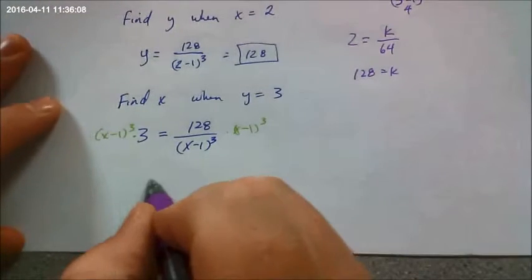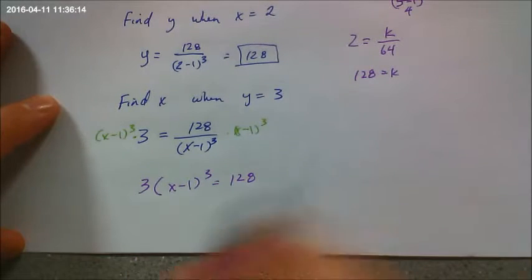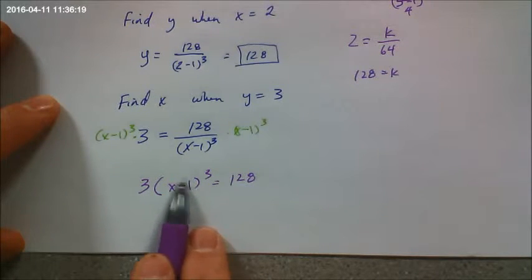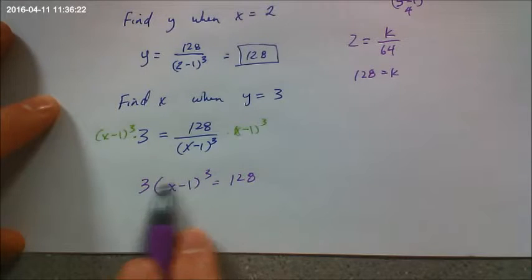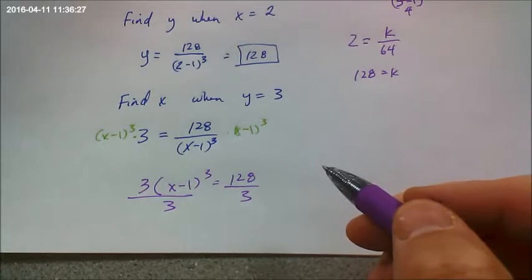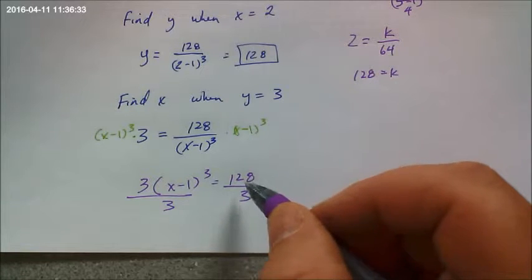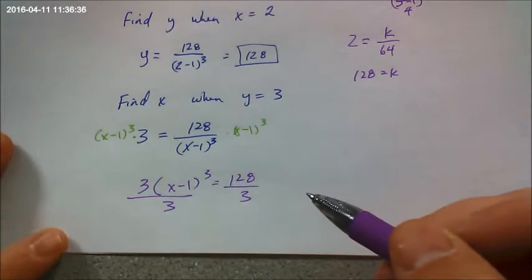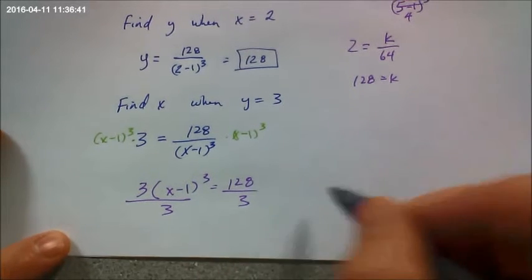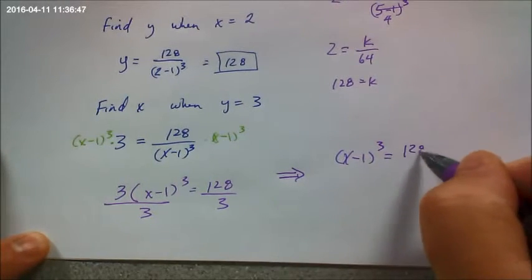That gives me 3 times x minus 1 cubed equals 128. I need to solve this for x, so I'm going to get rid of the 3 first, because this is in parentheses and I have to take care of the 3 first. I cannot distribute because of that exponent. Divide both sides by 3. 3 does not divide into 128, which kind of sucks. If it did, it'd be a lot easier. But here's what we got: x minus 1 cubed equals 128 over 3.